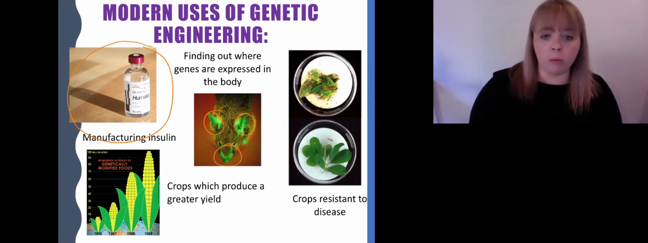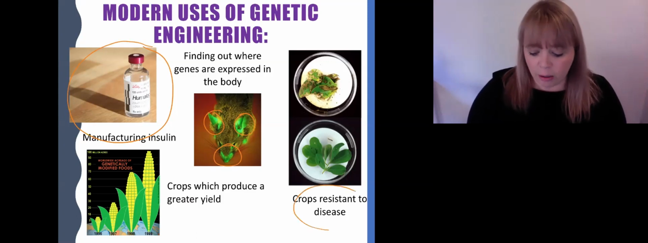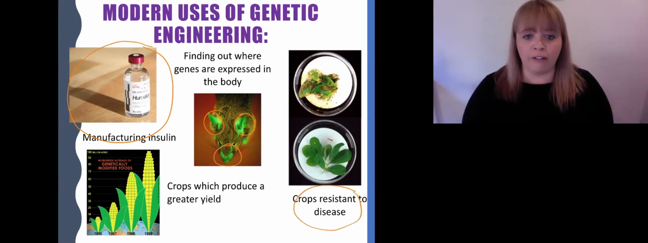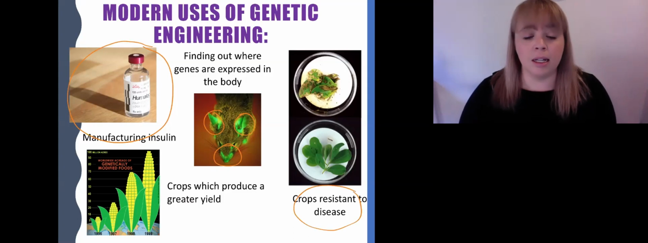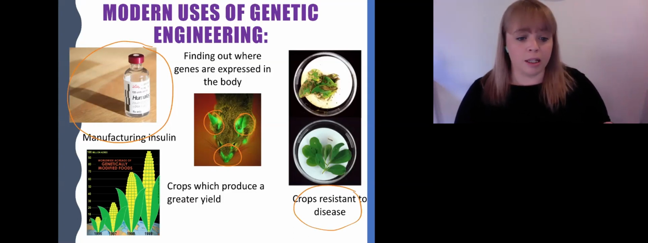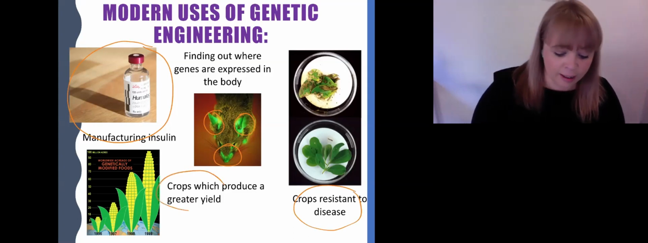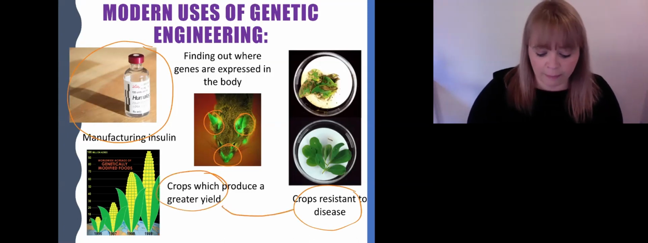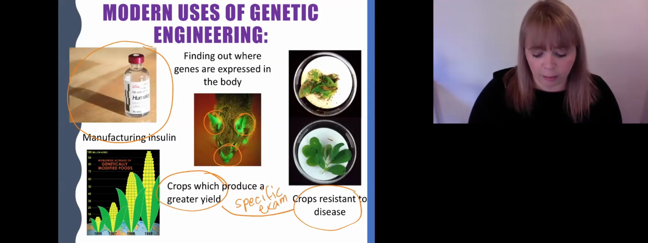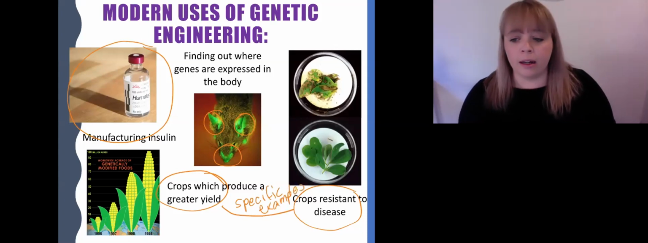We can also use it in agriculture, which is really helpful. We can manufacture crops that are resistant to disease. We can manufacture crops that have a higher yield. Yes, and this bit here, these are specific examples that you need to know for this study design. And we will come back to them in a little bit.